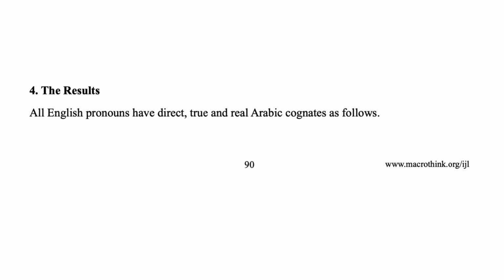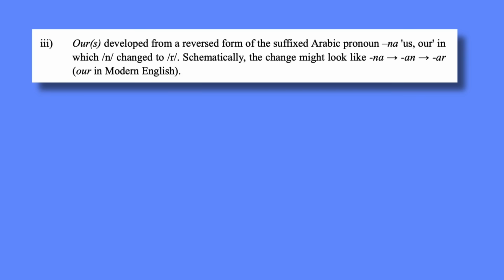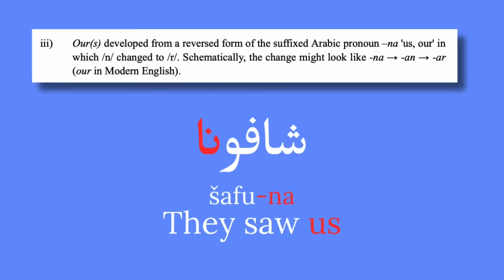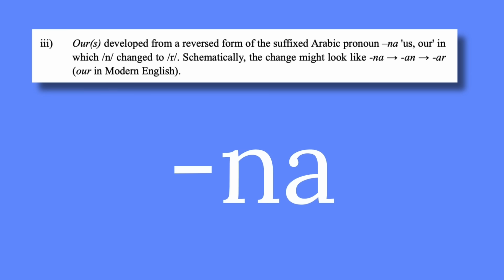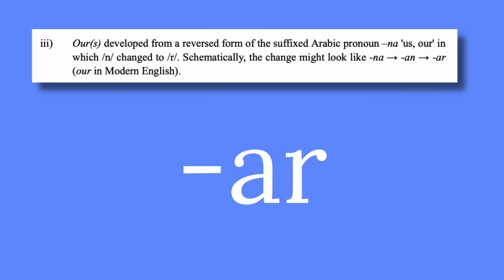But anyway, his sixth example tells us that the English first-person plural possessive pronoun our comes from the Arabic suffix na, as in shafuna, they saw us, where na became n, then ar, then our. First of all, na to ra isn't impossible, but it's not extremely common. But more importantly, he never really explained what reversal meant.